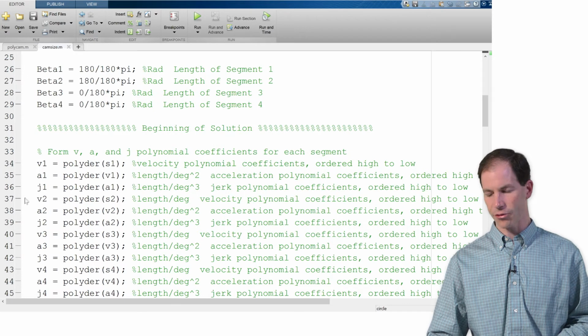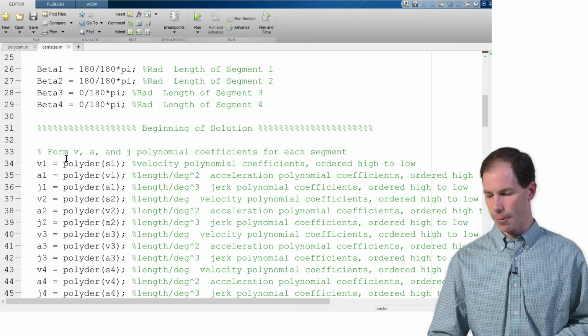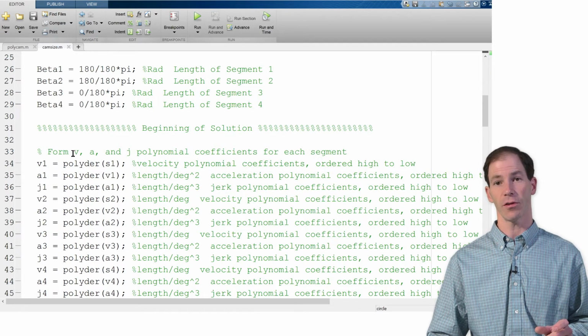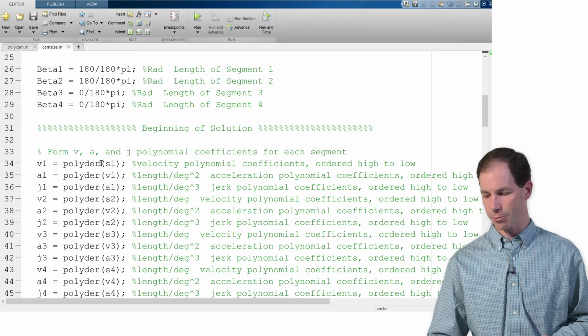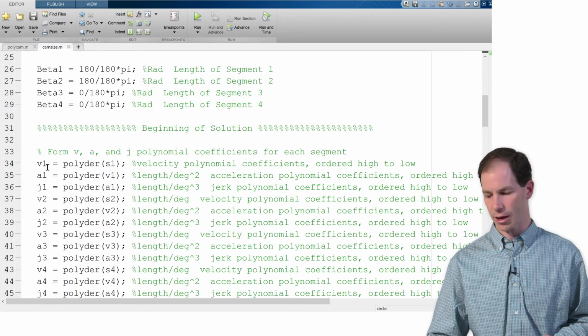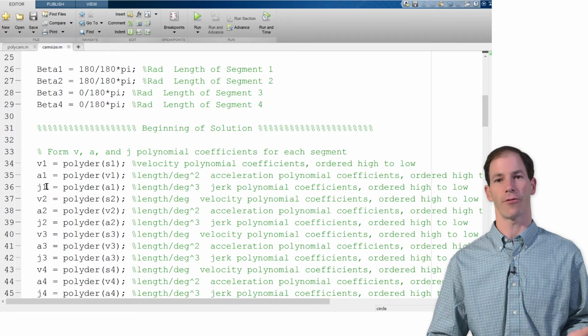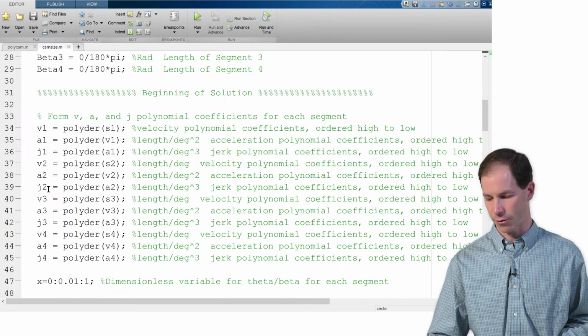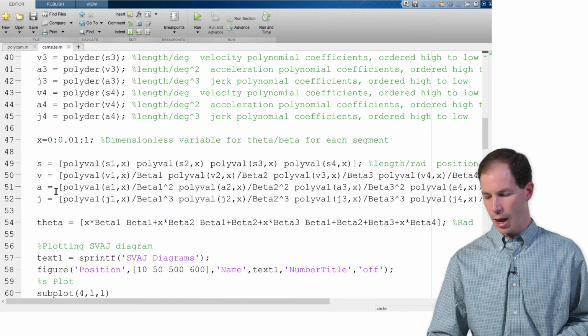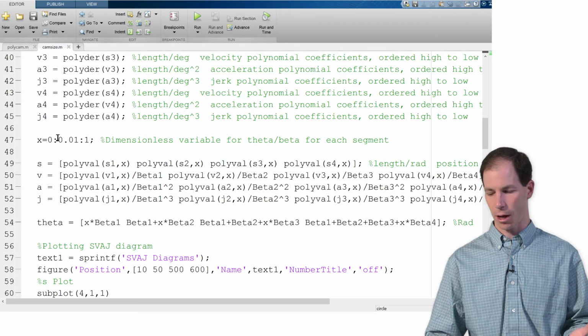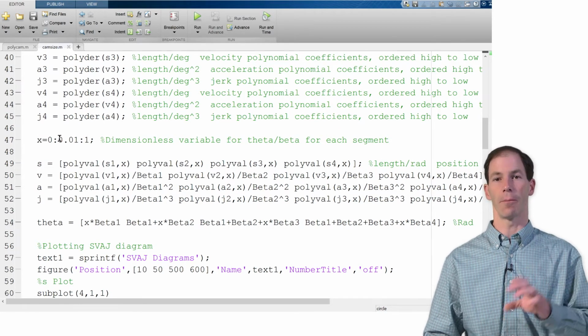Then I scroll down and I'll show you a few more pieces of this. First of all, I'm bringing in just polynomial coefficients, and so I can then take my S profile and take the derivative, get the velocity, the acceleration, and the jerk, and I do that for all the segments, and again I allow for 4 different segments. So that's what all of those are. And then I set up a dimensionless variable to allow me to do the theta over beta conversion.